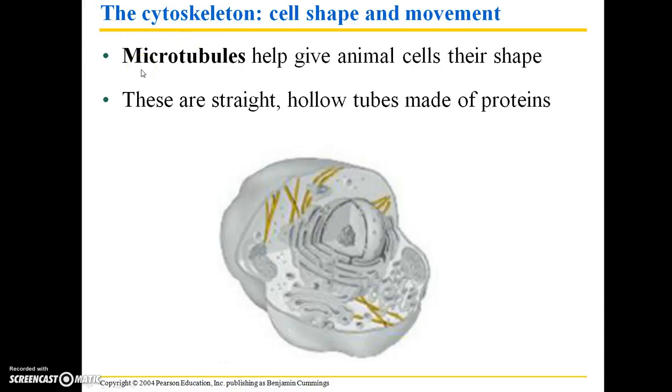This is the last portion of the eukaryotic cell that we're going to review at the moment, and this part is the microtubules. This really is what gives animal cells their shape. So it's basically for structural support. And they are straight hollow tubes that are made up of proteins.